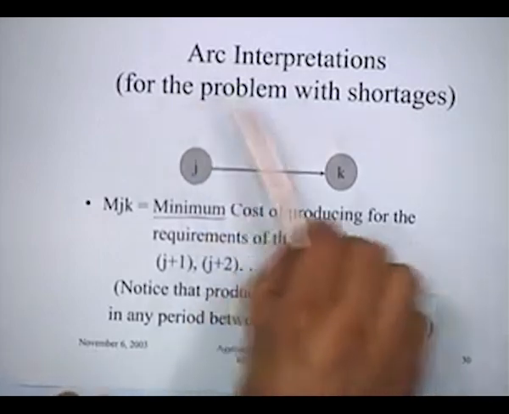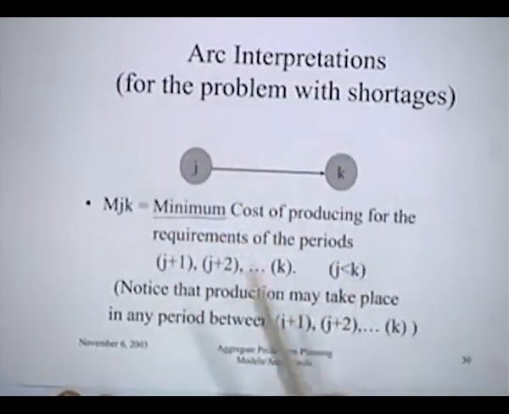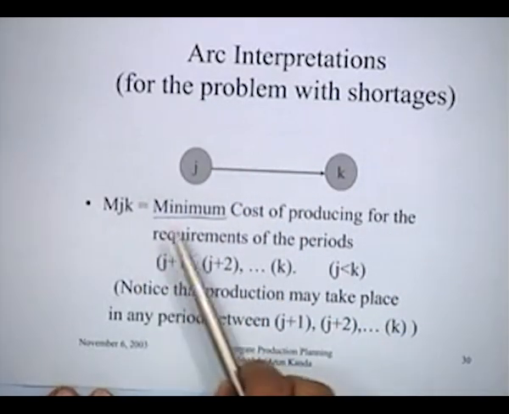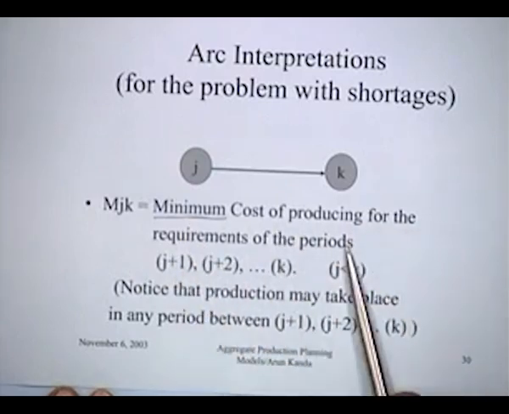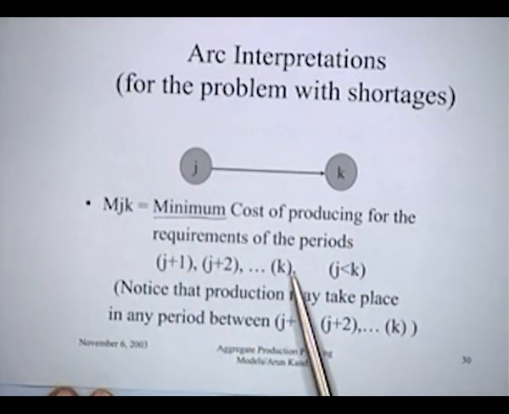So the arc interpretations for the problem with shortages are that MJK is now to be interpreted as the minimum cost of producing for the requirements of the period J plus 1, J plus 2 and so on up to K. That's exactly what we were doing earlier, right?